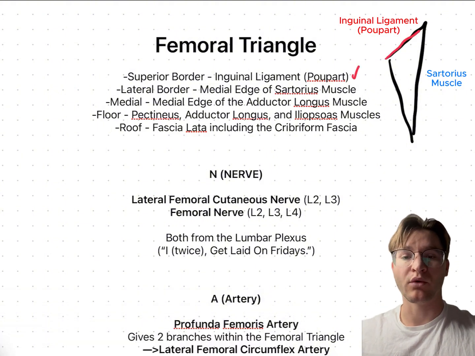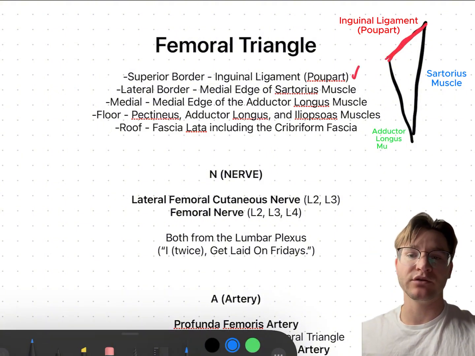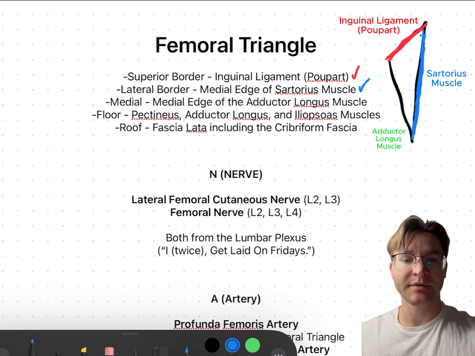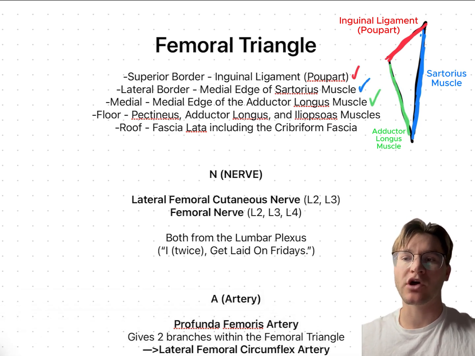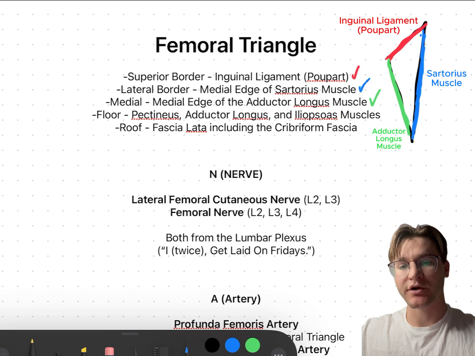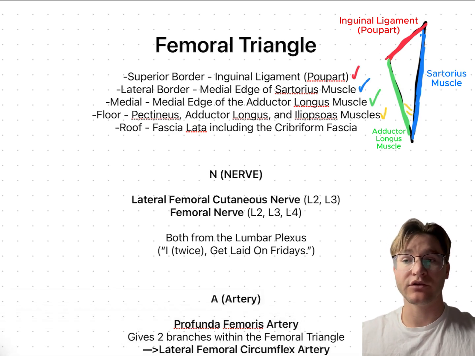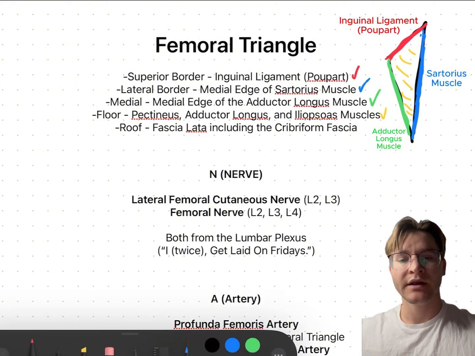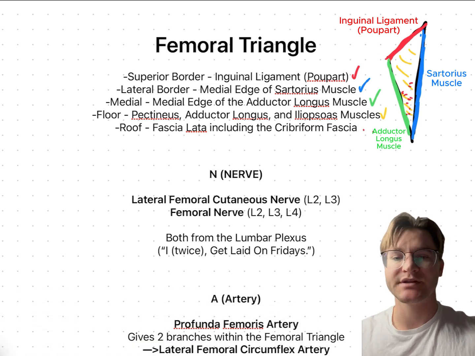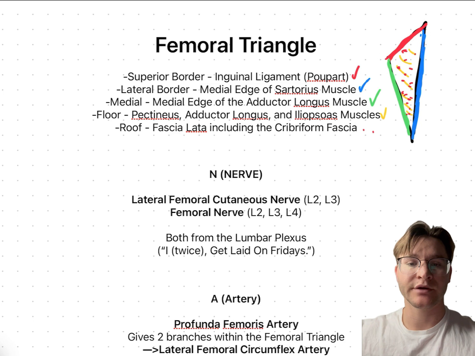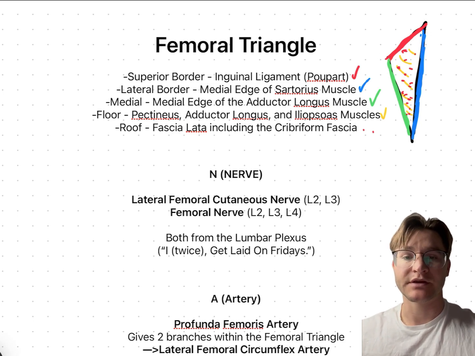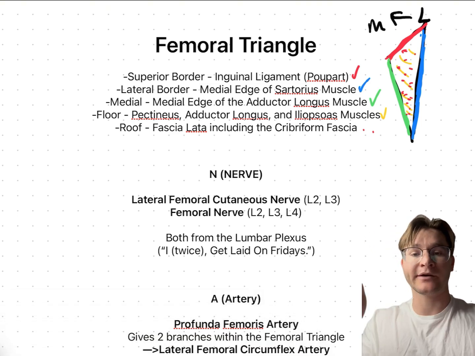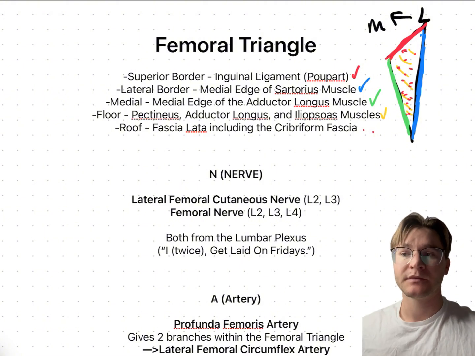So the femoral triangle's borders: it has a superior border, which is going to be the inguinal ligament or Poupart's ligament. The lateral border is going to be the sartorius muscle, and then the medial border will be the adductor longus muscle. The adductor longus muscle also makes part of the floor, along with the iliopsoas muscle and the pectineus muscle. The roof of the femoral triangle will be fascia lata, and it may include the cribriform fascia. But this is not as important as knowing what the superior, lateral, and medial borders are, because we have to identify our structures. All the structures that we're going to be talking about today are from lateral to medial in that order. So let's get into it.